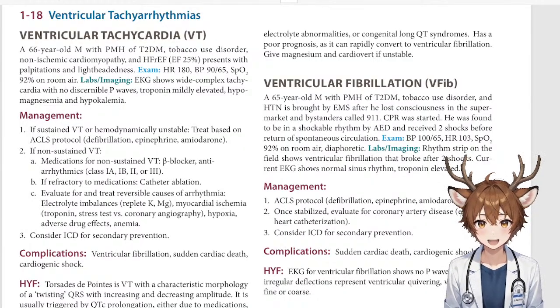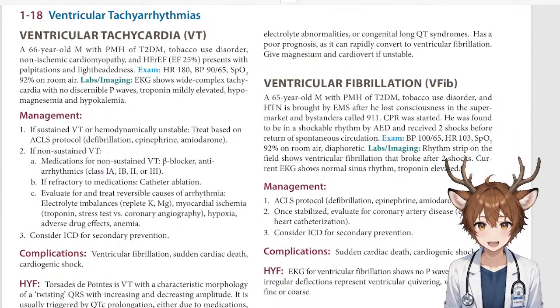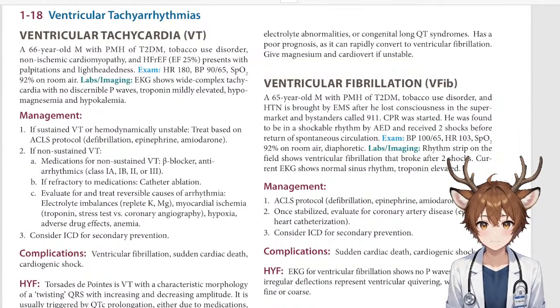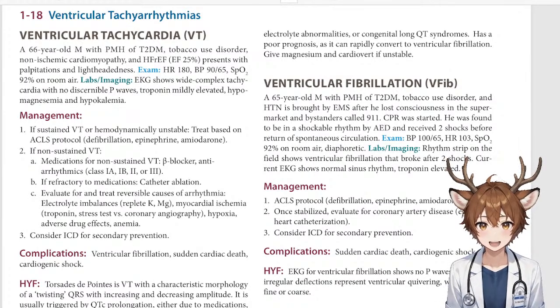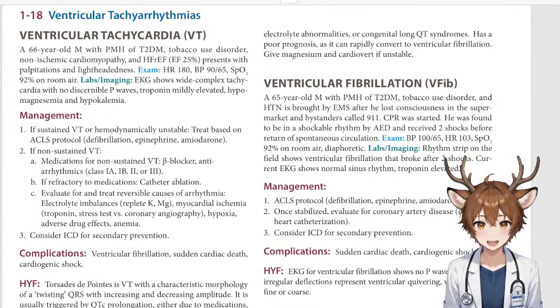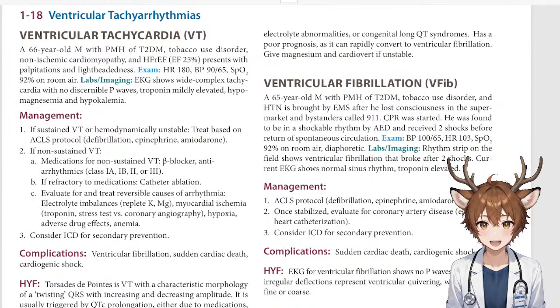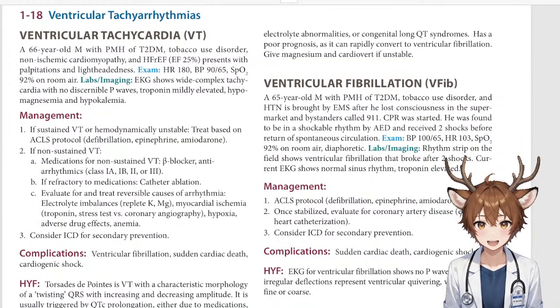Labs and imaging show EKG with a wide complex tachycardia with no discernible P waves, troponin mildly elevated, hypomagnesemia, hypokalemia. Management, if sustained VTAC, or hemodynamically unstable, treat based on ACLS protocol: defibrillation, epinephrine, amiodarone.